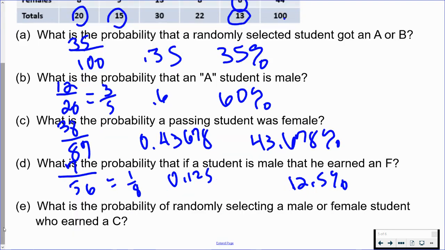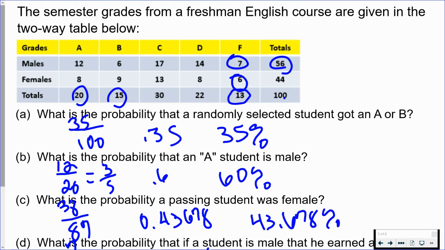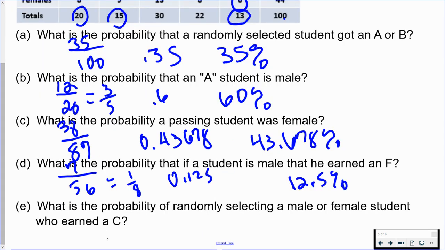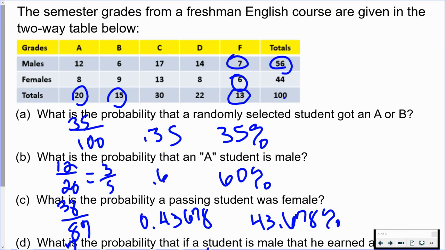Okay, last one. What is the probability of randomly selecting a male or female student who earned a C? Okay, so we're going to randomly select. This is out of the 100, right? So out of the 100 random students, what is the probability of selecting a male or female student? Now, male or female, they can't be both, so they can't have both in that row. We have those rows separated, so that's nice.